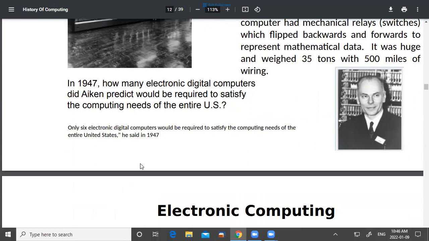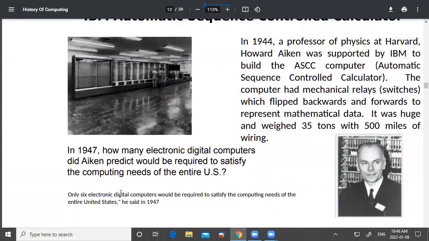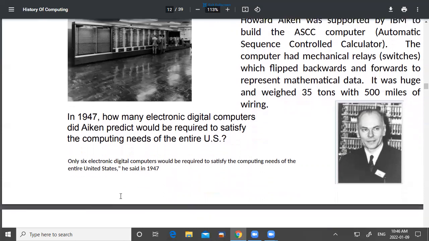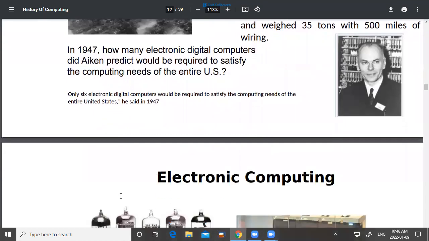And they didn't think they needed many computers, right? So look at that little note at the bottom there: only 6 electronic digital computers would be required to satisfy the computing needs in the United States. That's what he thought. They were so expensive, they took up so much space, and they used so much electricity. Who needs a computer, right? We only need it to do the census. But it didn't take long for people to start seeing that you could use computers in things like banks, and governments could use them.